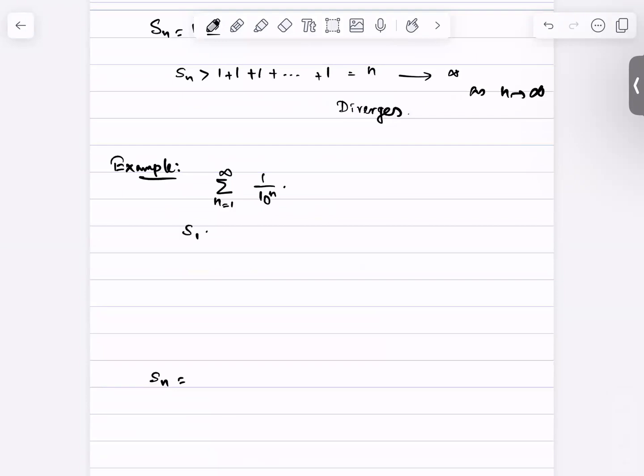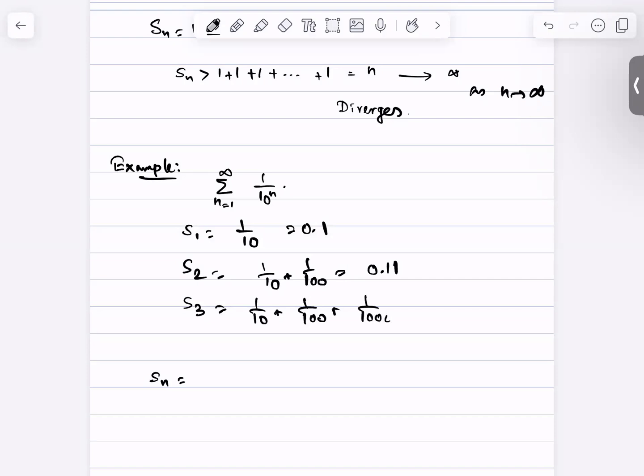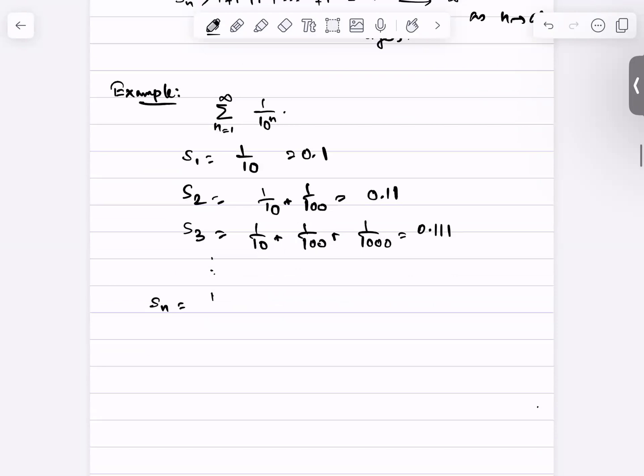Here my S1 is what? S1 is basically 1 over 10 or 0.1. S2 is 1 over 10 plus 1 over 100, 0.11. S3 will be 1 over 10 plus 1 over 100 plus 1 over 1000, which is 0.111, and so on. So my Sn, the nth partial sum of the series, will be like this.